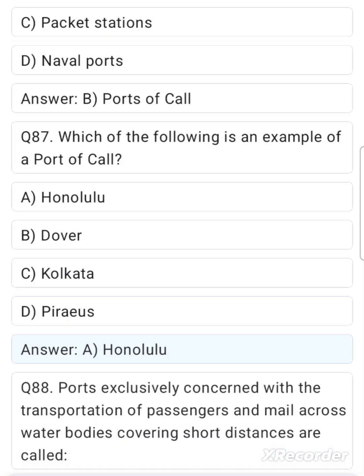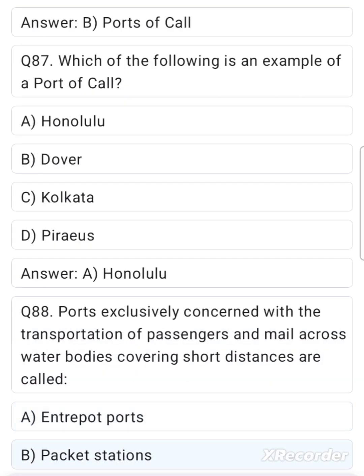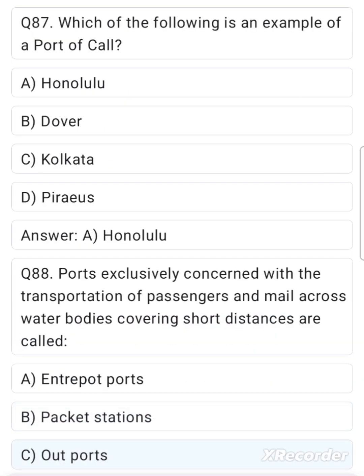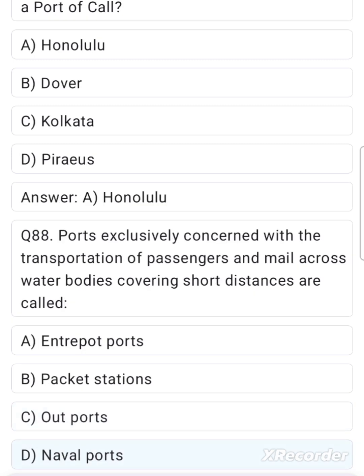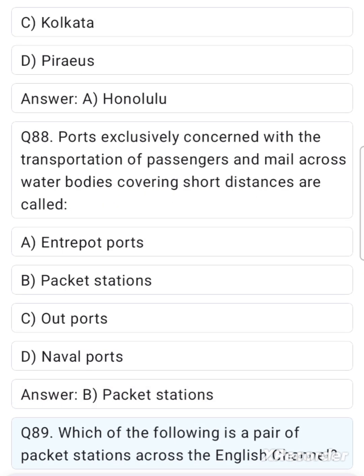Honolulu. Q88. Ports exclusively concerned with the transportation of passengers and mail across water bodies covering short distances are called: A. Entrepot ports. B. Packet stations. C. Outports. D. Naval ports. Answer: B. Packet stations. Q89.